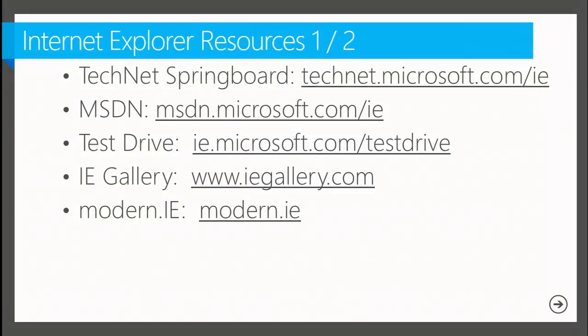There's obviously the TechNet Springboard site for IT pros, MSDN for developers. Test Drive is a good one. There are a few test drive experiences that really highlight touch or highlight some other standards compatibility, for example. And if you scroll all the way to the right and click on Site Map, you'll see a whole host of demos that you can interact with and look at. IE Gallery is where you can learn more about things like tracking protection lists. Modern.ie is the site I just mentioned that can help you remediate websites.